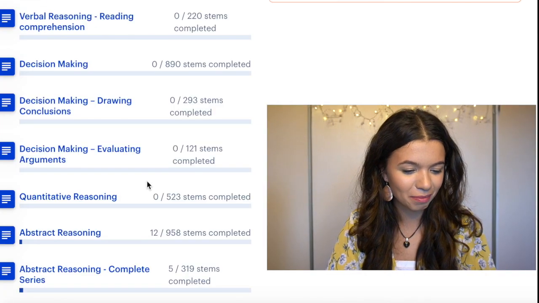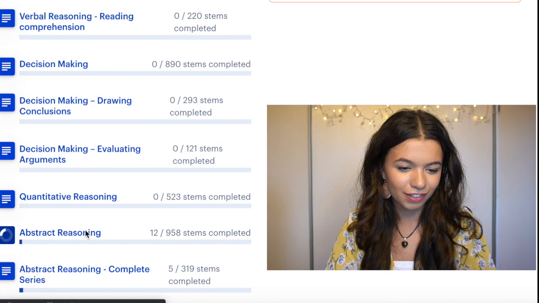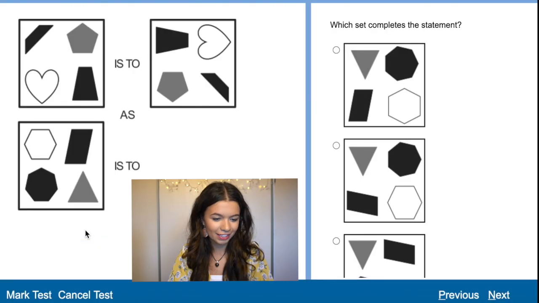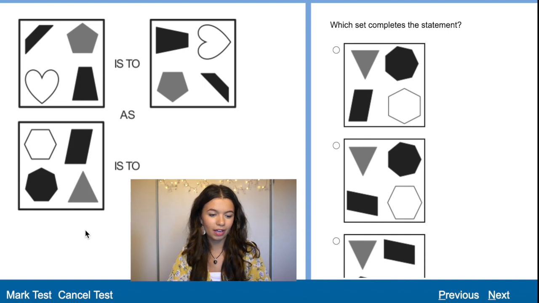Okay, next question. I'm kind of nervous that I'm going to end up getting something tragically wrong. But here we've got a question where you have to figure out the link between this box here and this box here, and apply it to this box here to find out what the relationship is, basically.